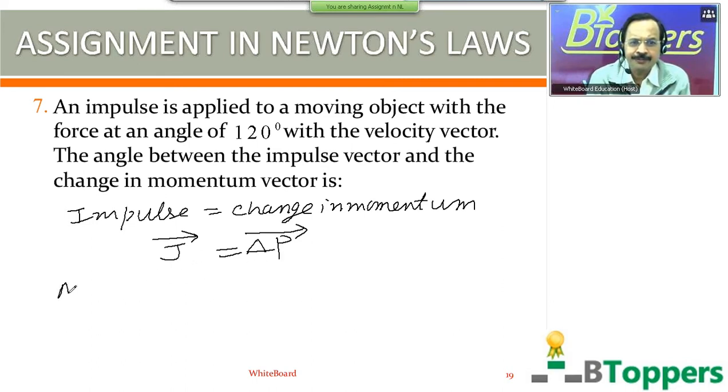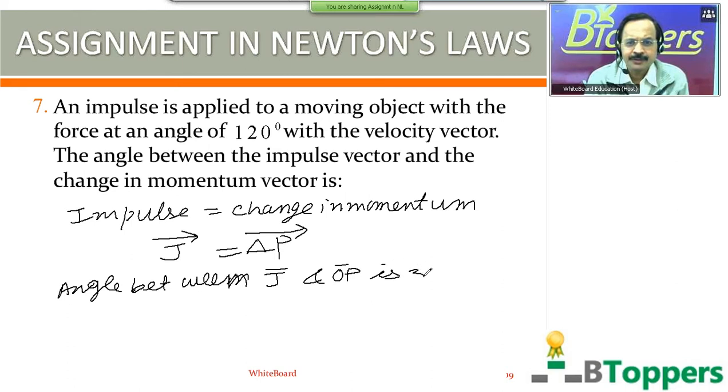Therefore, the angle between J bar and delta P bar is 0. So the answer is 0. That 120 degrees has nothing to do with answering the question. That 120 degrees is the angle between the force applied and the initial velocity vector. But change in momentum takes place in the direction of the impulse. So the answer is 0.